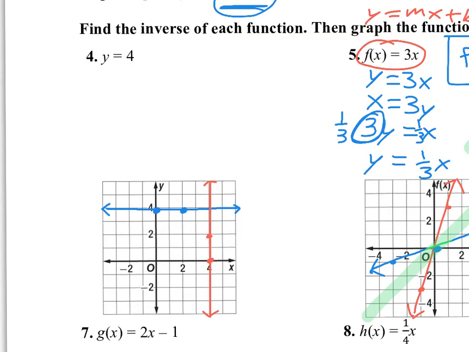So we graphed the original, we graphed the inverse, we didn't say what the inverse is. A vertical line has an equation x equals, so this inverse is x equals 4. And if we want, we can draw the mirror. So the line y equals x, does that look like a mirror? So does the blue line look like a mirror image of the red line across that diagonal line? Yes, it does.